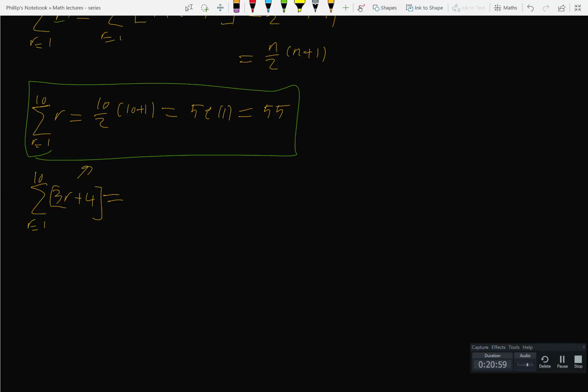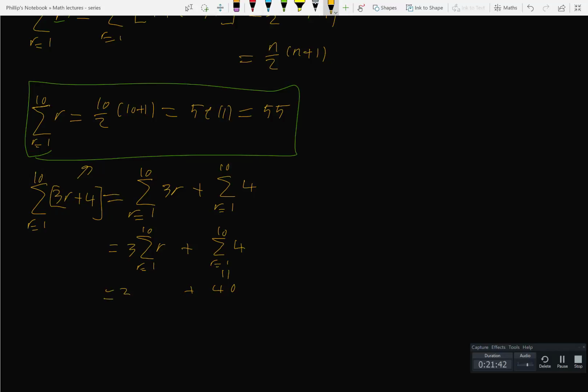So we do the addition rule first. Look at the last video for that. This is the sum from r equals 1 to 10 of 3r plus the sum from r equals 1 to 10 of 4. But that sum of 4 is 4 plus 4 plus 4, 10 times, so just 4 times 10, which is 40.